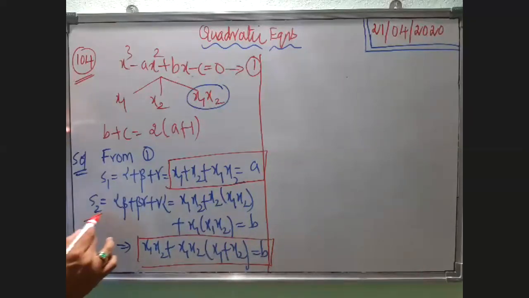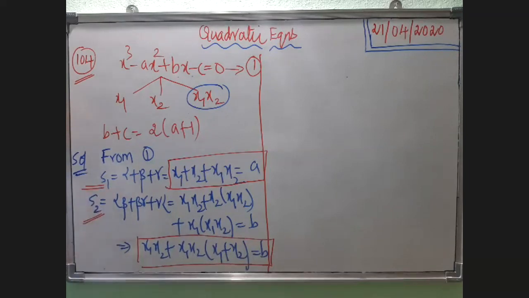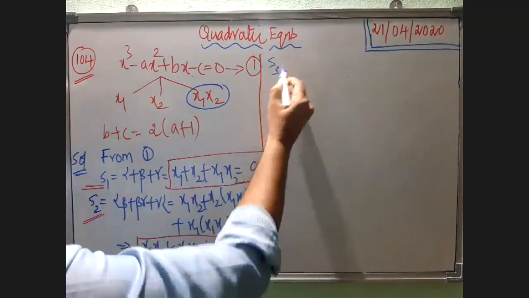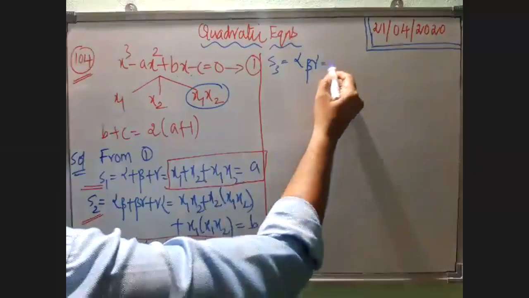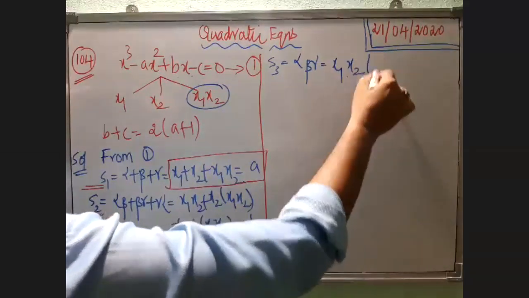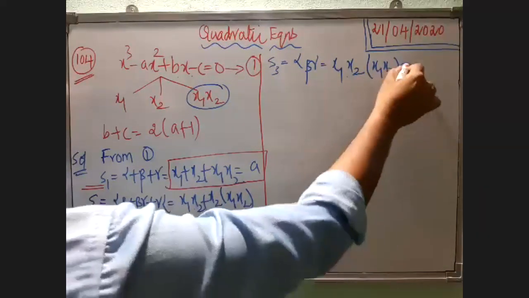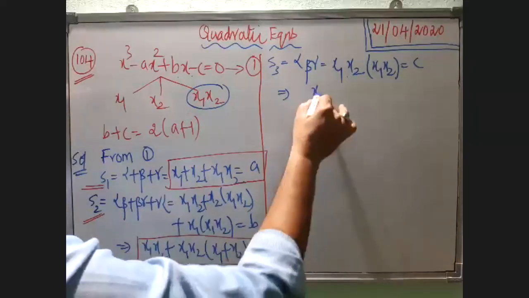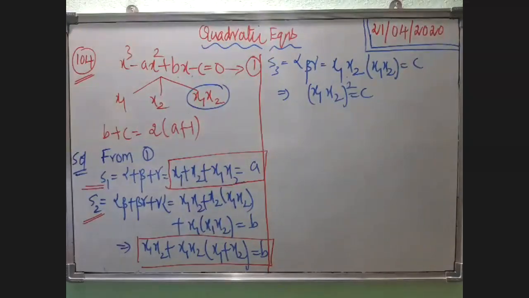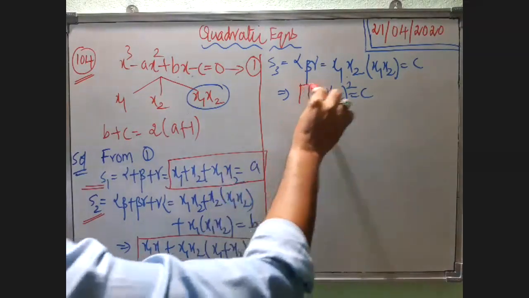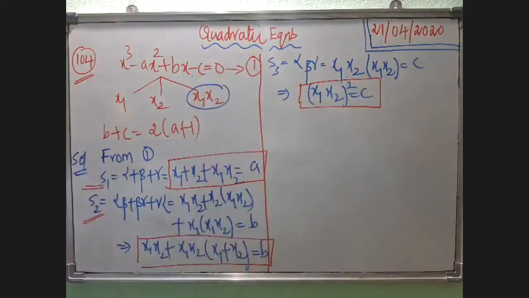How do you get it? From using the concepts S1 and S2, which we have already discussed in the theory part when I started the chapter for cubic equations. Similarly, I will go to S3. What is S3 according to the formula? Alpha, beta, gamma, which here is x1 into x2 into x1 x2. This is given as c. This implies x1 x2 whole square is equal to c. So this is the third equation, which we got from the notations S1, S2, S3. So I got the value of a, the value of b, and the value of c.